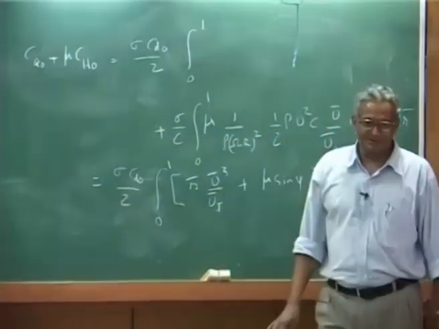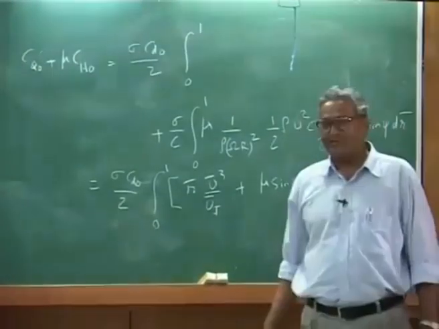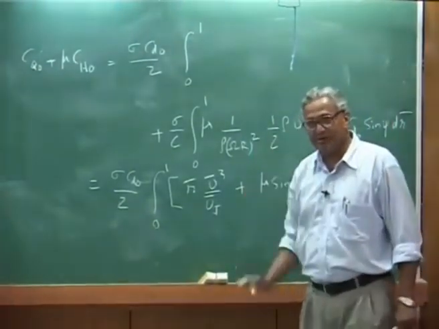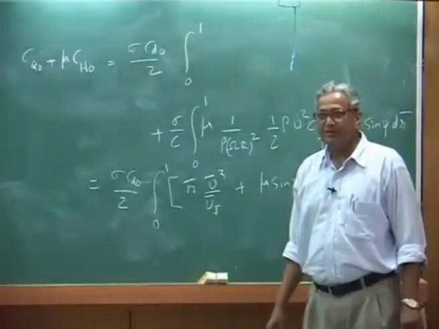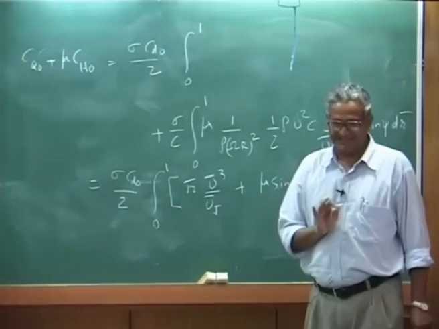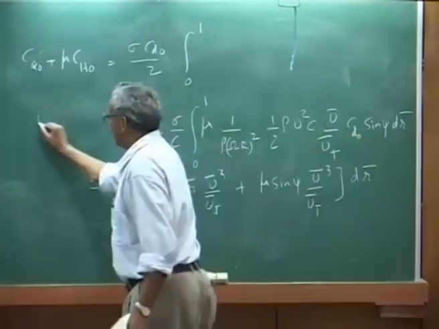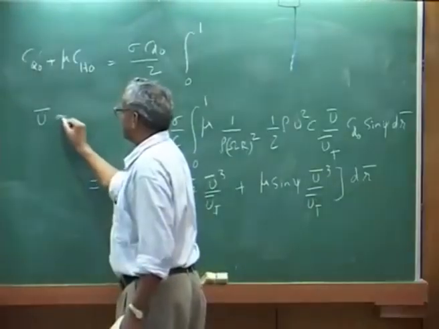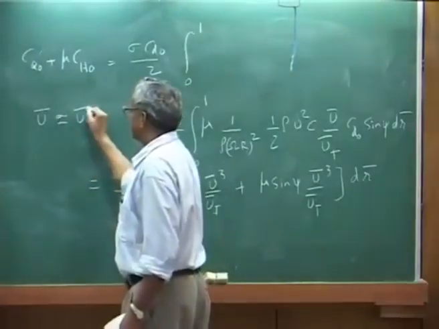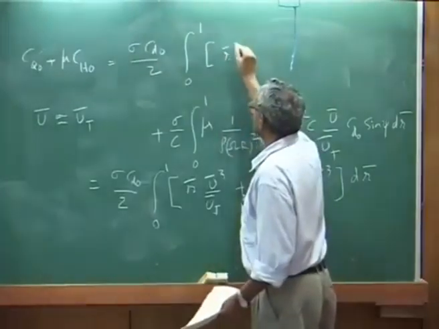Now, what is it that we are going to put for U bar? U bar is the resultant flow. Now, I am saying my inflow is very small. So, U bar is almost U_T bar. Then U_T bar, if I say U bar is U_T bar, that is nothing but what?